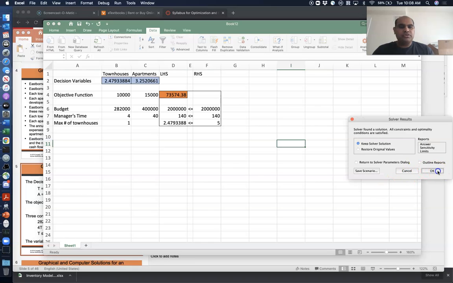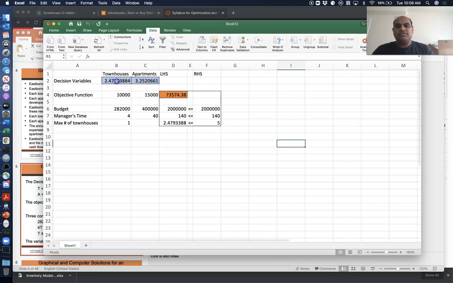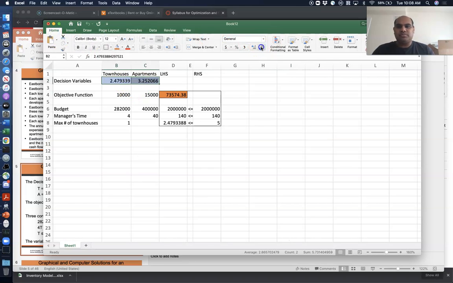okay, Solver found a solution. But you can notice that this is obviously a problem. Even if I just go down to 2 decimals, 2.48 and 3.25. So you want to build 3.25 apartment buildings and 2.48 townhouses, which doesn't make sense. Mathematically it makes sense, that's the point of intersection of these lines. But in reality it doesn't make sense. So what do we do? How do we manage this?